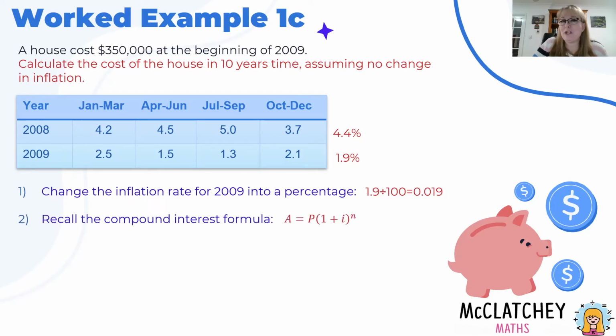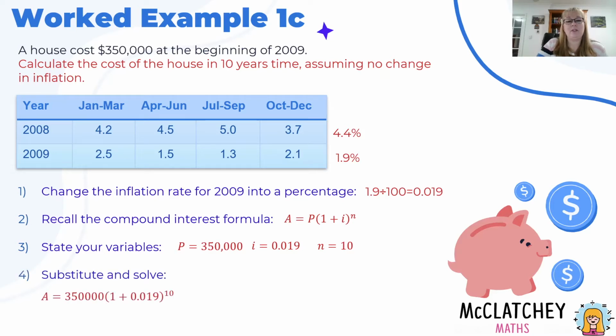And if you don't know much about compound interest, we've got a video in this series on it. Go watch it. Okay, so state your variables. The principal is the amount of the house at the beginning, 350,000. Interest is 0.019, and the number of years is 10, number of compounding periods. It's compounded 10 times. Now, something to be aware of with inflation, we only compound annually. We don't compound every quarter or every month or every week. It's just use that average annual rate and compound it once per year.